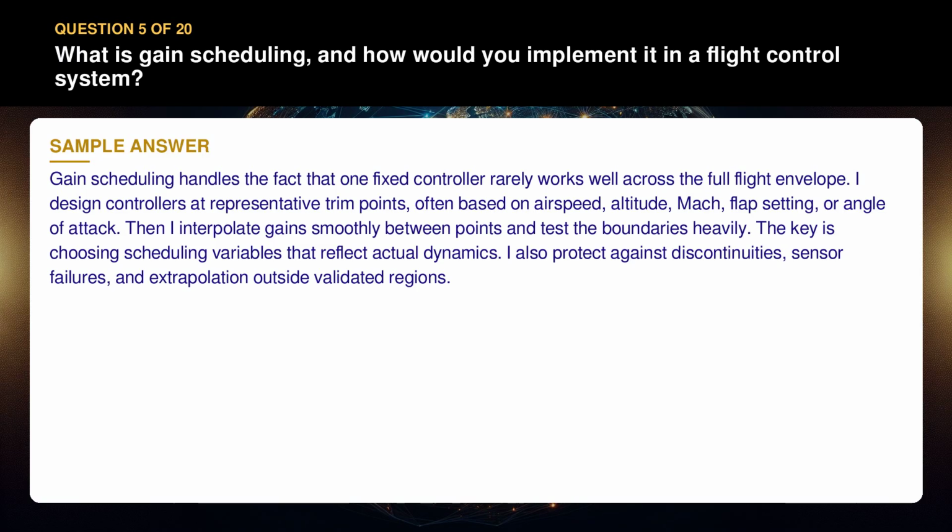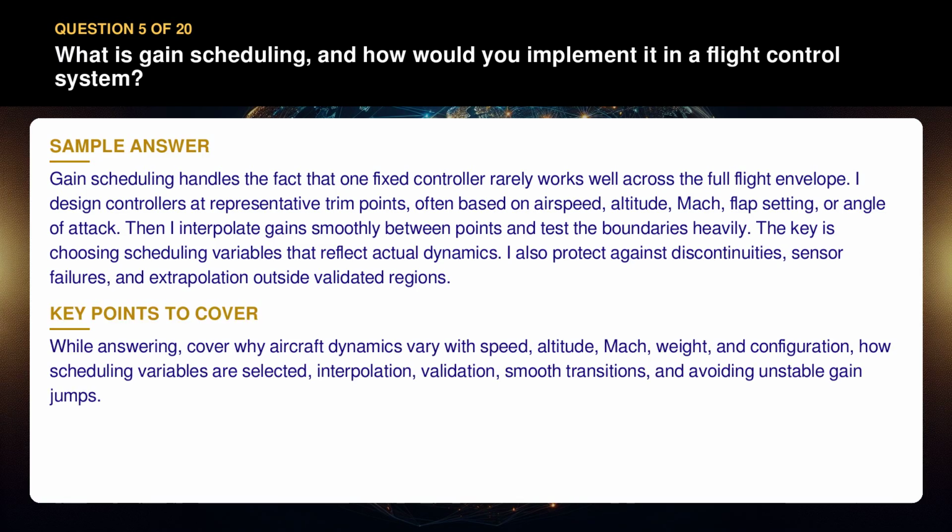The key is choosing scheduling variables that reflect actual dynamics. I also protect against discontinuities, sensor failures, and extrapolation outside validated regions. While answering, cover why aircraft dynamics vary with speed, altitude, Mach, weight, and configuration, how scheduling variables are selected, interpolation, validation, smooth transitions, and avoiding unstable gain jumps.